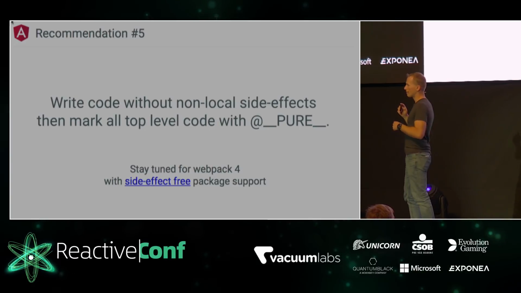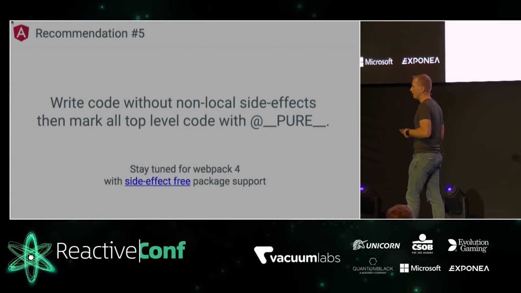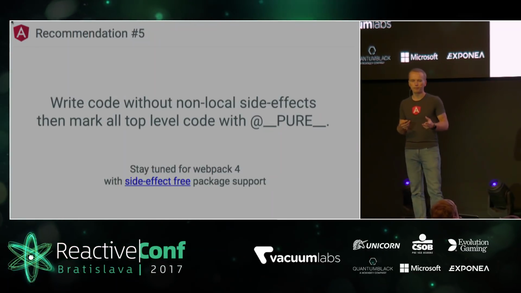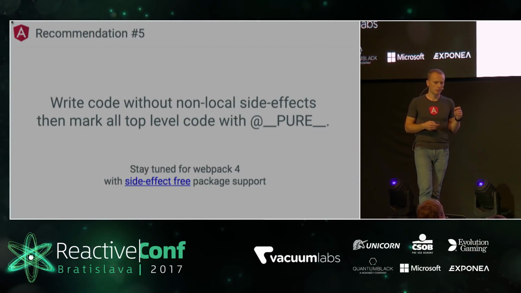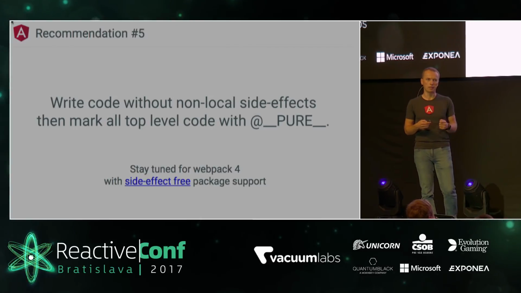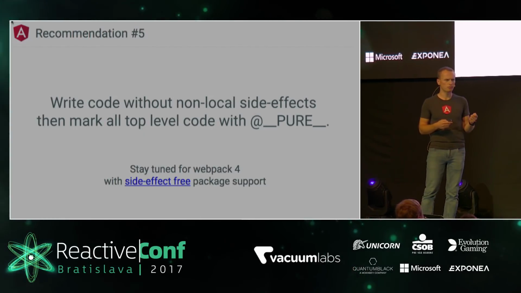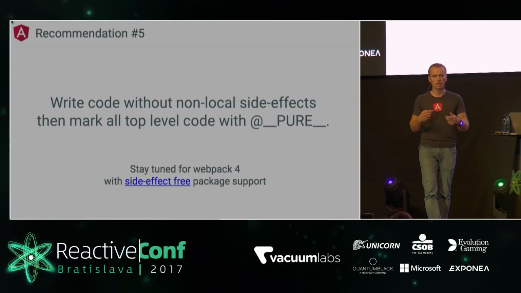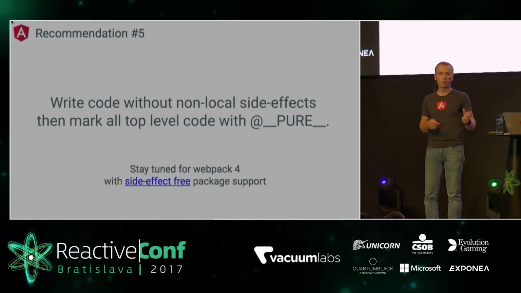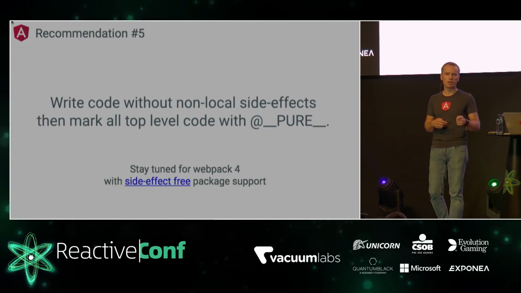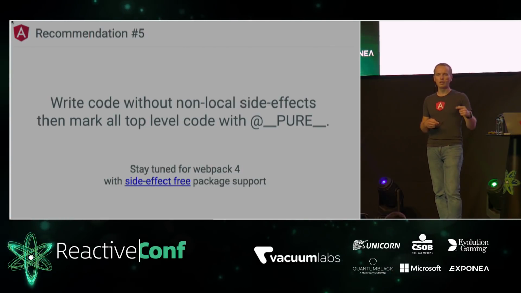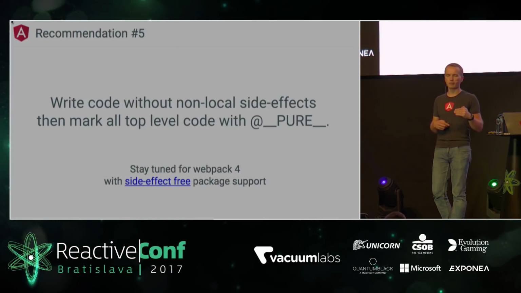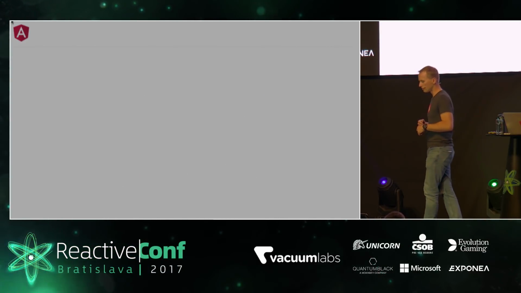The good news is that while today Uglify takes these hints, a future version of Webpack, Webpack 4, will accept a package level hint called side effects false, side effect free, or I'm not sure what the property name is because it changes. There will be a way to mark a package in the package.json as free of side effects, and that will allow similar optimizations at the Webpack level during tree shaking.